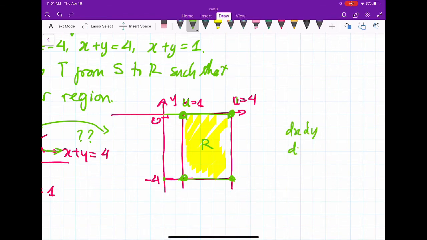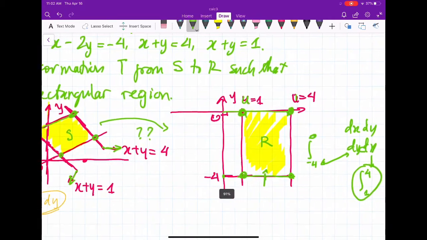Makes sense? And of course, for such a region, it's very easy to integrate because, whatever you write, dx dy or dy dx, x and y in this case are basically not depending on each other. So you just write the integral from where? From -4 to 0, that is about the y, right? And the x is about 1 to 4. That's it. So it's very easy to work with such a region.